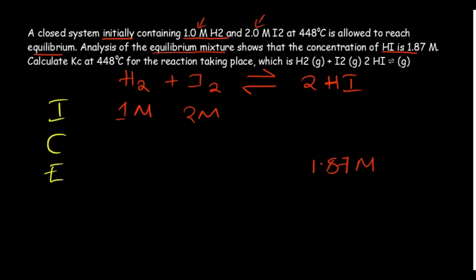For your own information, the initial concentration of this product was 0 because you initially started with only reactants, unless explicitly stated that there was an amount of it at the start. Where a reaction is starting with only reactants, the product is taken to be 0. Okay, any other piece of information that we're given? So, calculate Kc at 448 degrees Celsius for the reaction taking place.